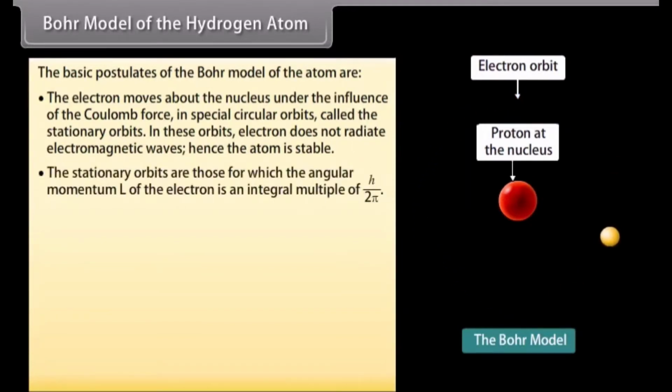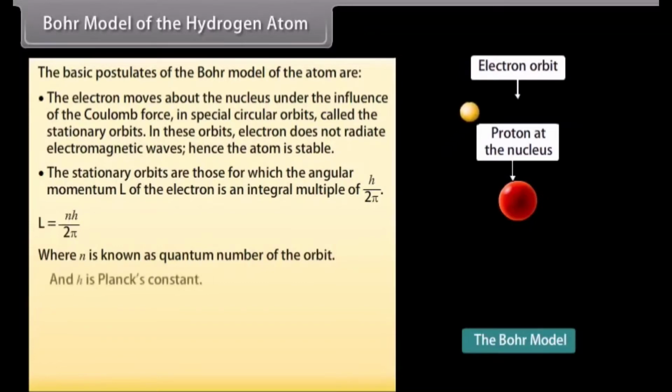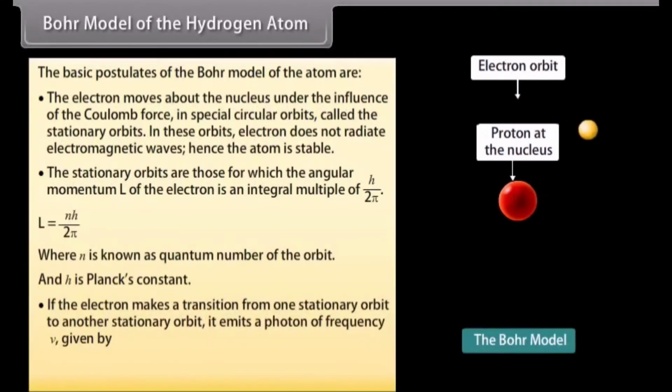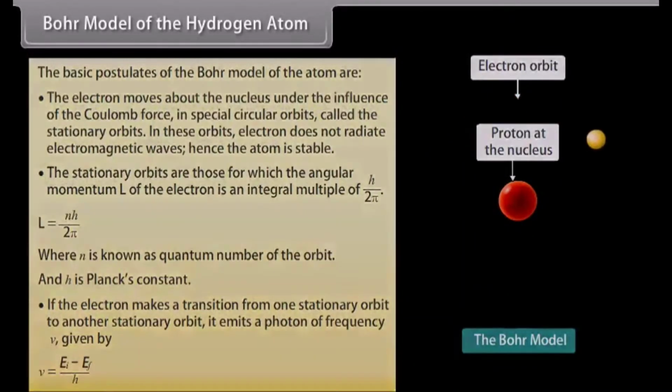The stationary orbits are those for which the angular momentum L of the electron is an integral multiple of h upon 2 pi. L equals nh upon 2 pi, where n is known as the quantum number of the orbit and h is Planck's constant. If the electron makes a transition from one stationary orbit to another stationary orbit, it emits a photon of frequency nu, given by (Ei minus Ef) upon h.